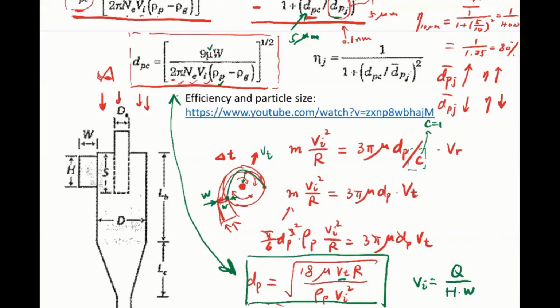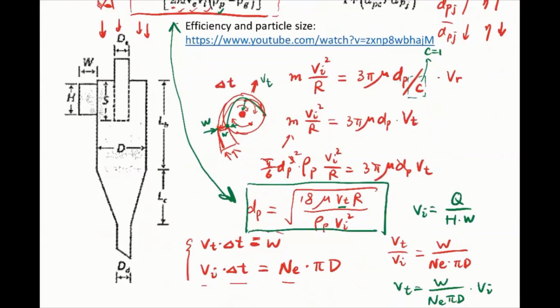But a square root of 1/2 is not a huge value, right? It's just a small modification in terms of the final value. So now you can see basically by using the force analysis, by using the drag force, we can solve for what is the critical size of a particle in the cyclone.